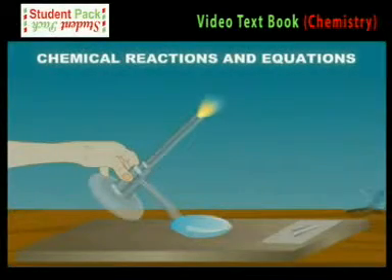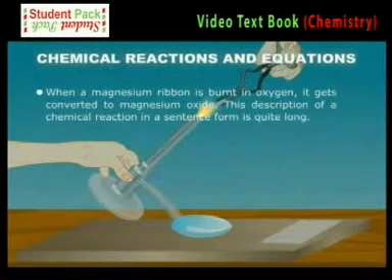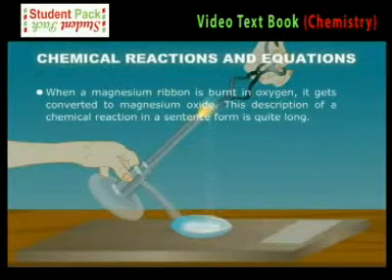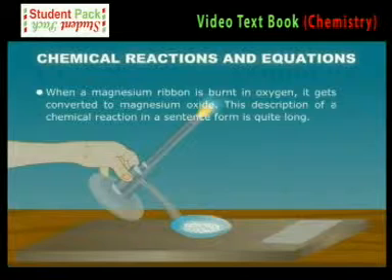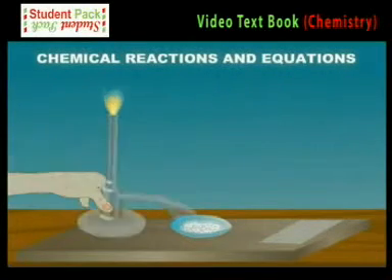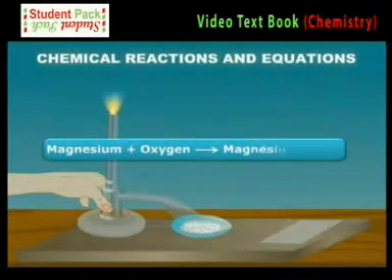Now this activity can be described as: when a magnesium ribbon is burnt in oxygen, it gets converted to magnesium oxide. This description of a chemical reaction in sentence form is however quite long. It can be written in a shorter form. The simplest way to do this is to write it in the form of a word equation. The word equation for this reaction would be magnesium plus oxygen gives rise to magnesium oxide.